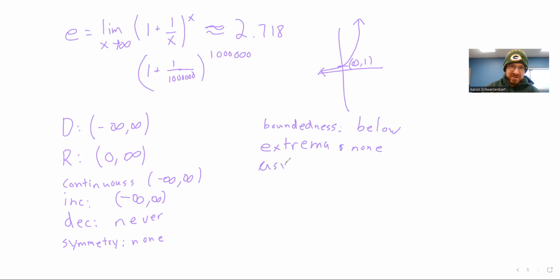Asymptotes, it has a horizontal one at x equals 0. End behavior. Again, for end behavior, I look at where the graph is going as it goes to its ends. And I can only do this if it's defined at its ends, but this one goes from negative infinity to infinity. So we're good.